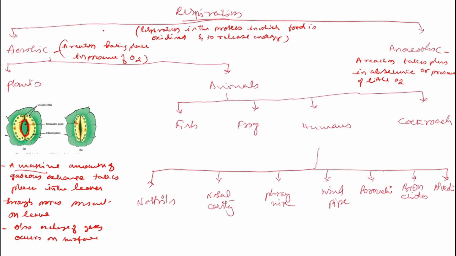Now, we will move to animals. Plants we have discussed. Now we will move to animals. Four animals we will take as examples: fish, frog, humans and cockroach. In fish, respiration usually takes place, or oxygen is absorbed, in gills. In frog, it occurs in skin. In humans, respiration occurs in lungs.